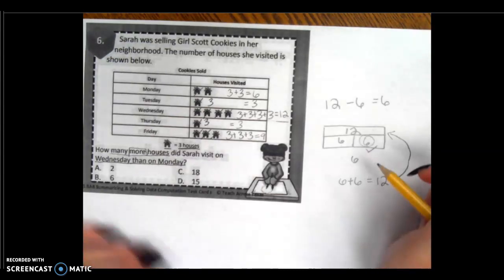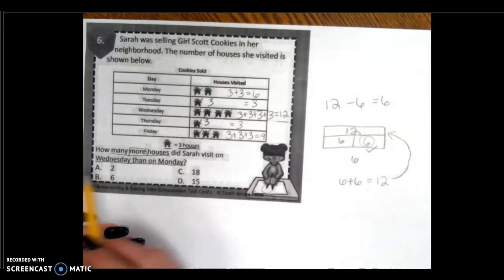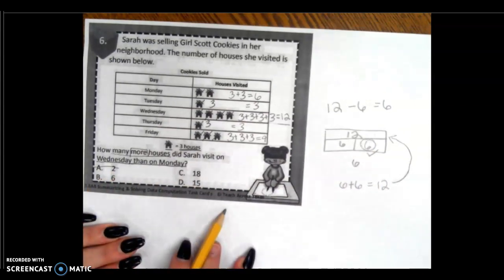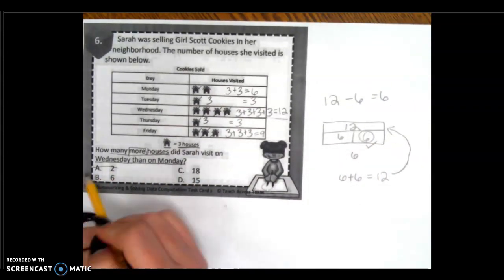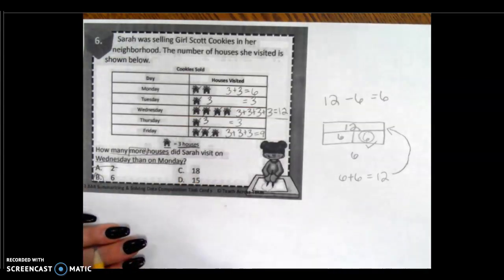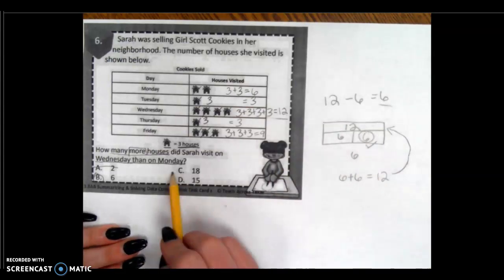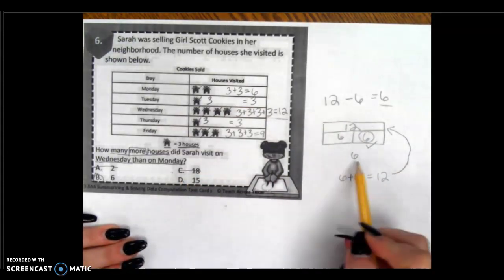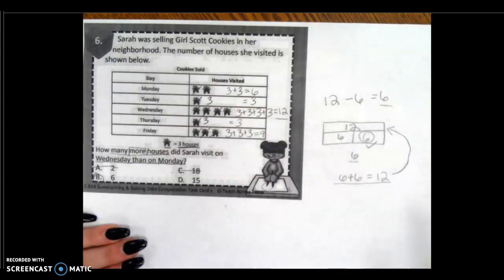So let's go to our answers. A says 2. Was it 2? No, it was 6. B says 6. Was it 6? Yes, it was. But we're going to check anyway. C says 18. No, we have 6. So that's not right. D says 15. But we know we have 6 because we even checked our work. So we know that D is wrong as well. So B is our answer.